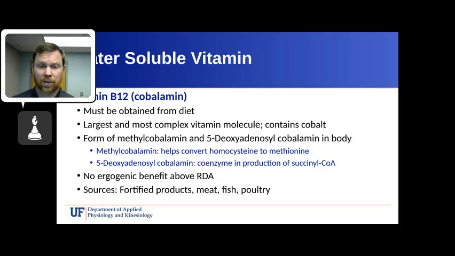5-deoxyadenosylcobalamin, and it serves as a coenzyme for the production of succinyl-CoA, which is a Krebs cycle intermediate compound. While no ergogenic benefit to athletic performance has been found with consumption of vitamin B12 above the RDA, deficiencies in this vitamin should be avoided due to its role in cardiovascular health. Vitamin B12 is prominent in animal products like meat, fish, and poultry, but also may be fortified in grain products.